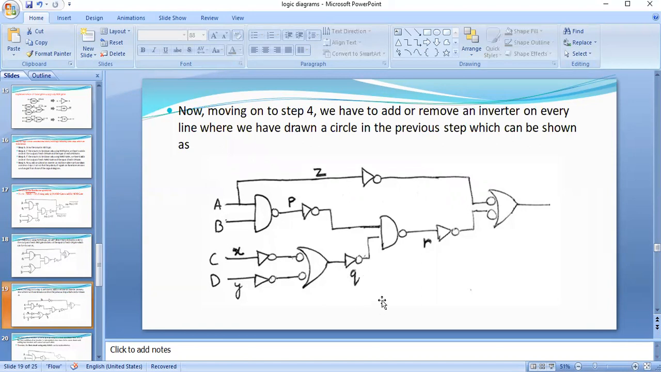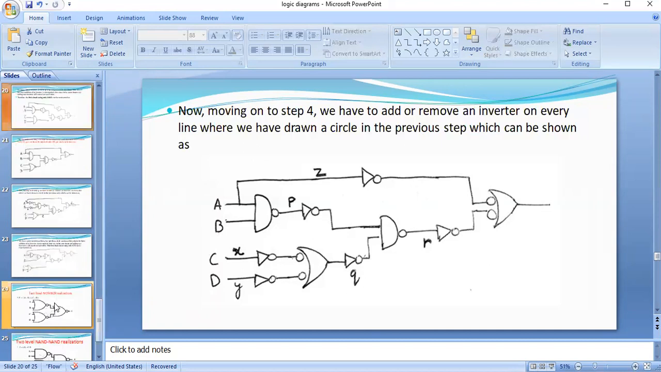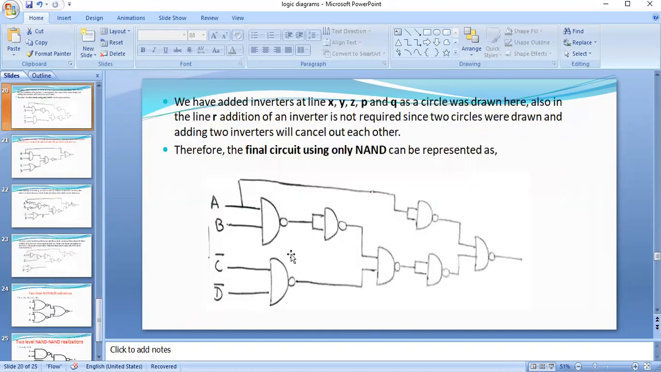Here also we have to use a NAND gate. See here, we have a bubbled OR gate. Instead of the bubbled OR gate, we have to draw a NAND gate. And here also an inverter, so instead of the inverter, you may replace it with a NAND gate. Here also an inverter, instead of the inverter, we may replace it with a NAND gate. So this is the final step. See here, I'm taking C bar and D bar. If we have any double inversions on the same line, we may cancel those inversions.